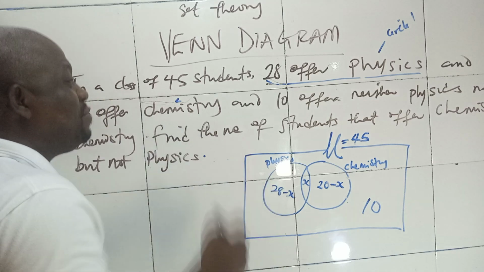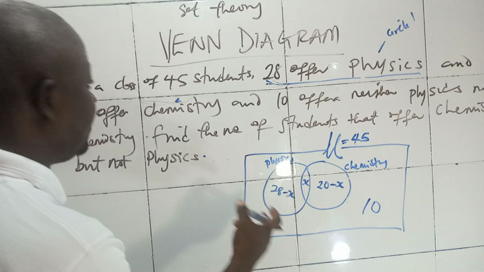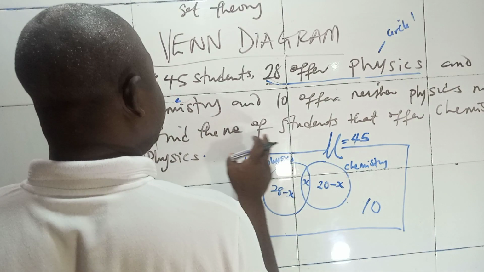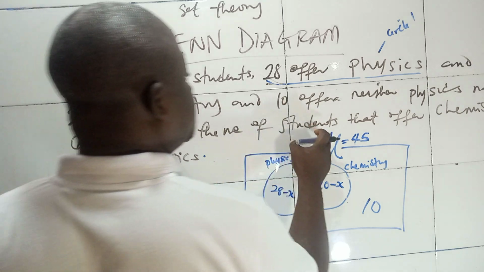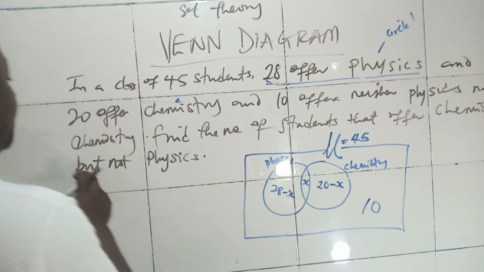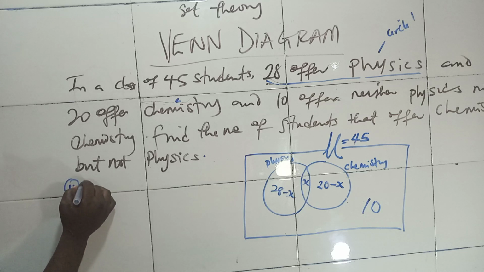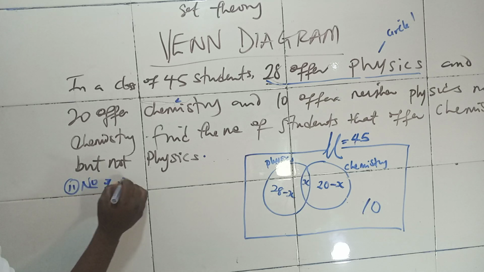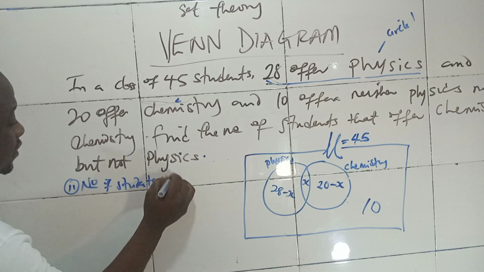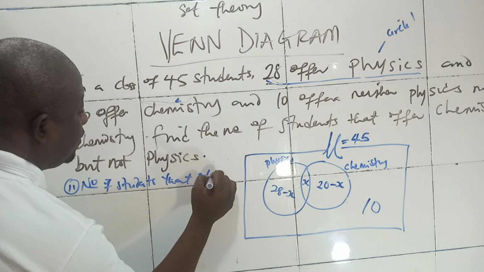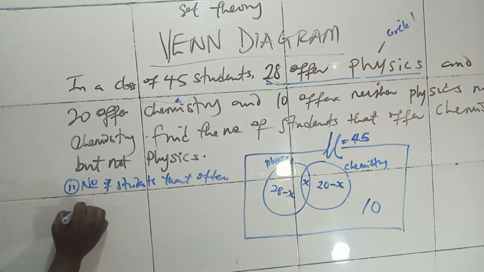So for me to get chemistry only, let me even add it. The question says find the number of students that offer chemistry but not physics. That's question number 1. Question 2, number of students that offer physics only.